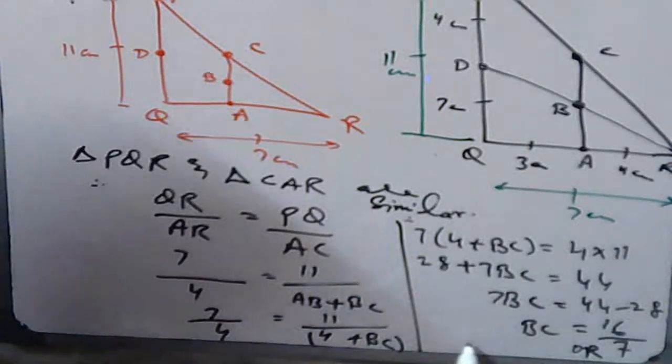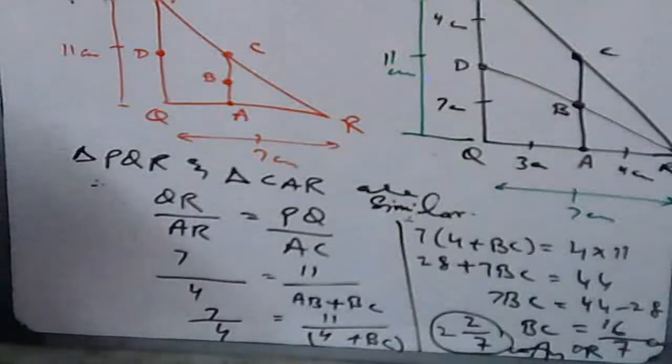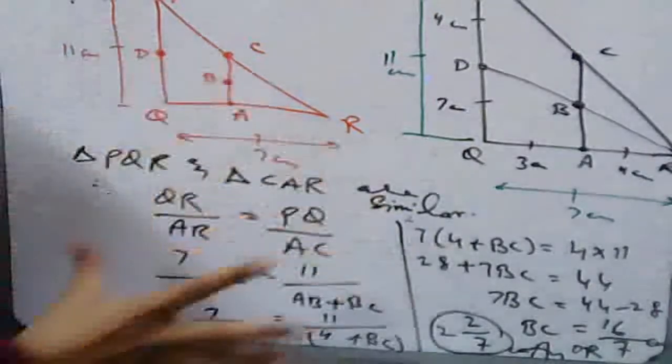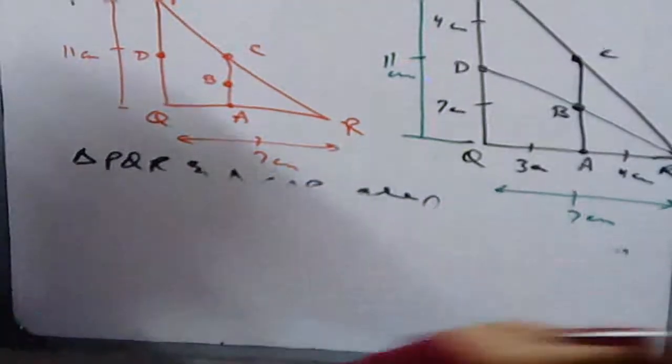Therefore you can also say that BC is equal to 16 divided by 7. You will get 2 whole 2 by 7. This one is also in centimeter. So that is your required result for B part. Now similarly you have to solve for C part also.